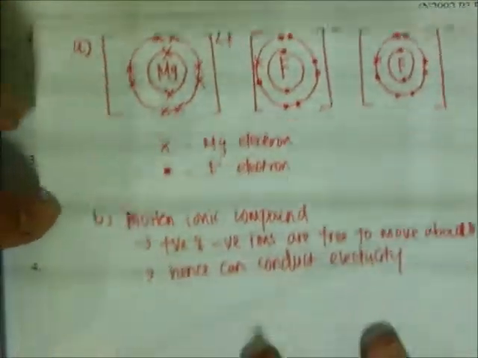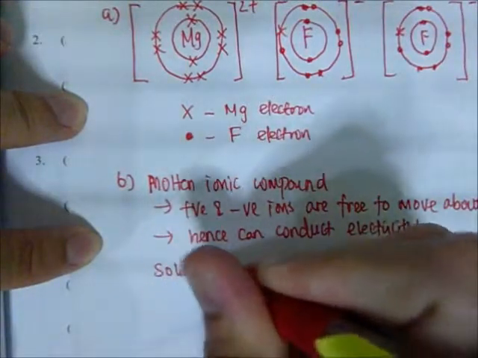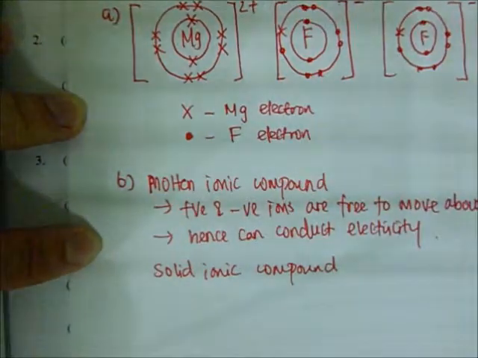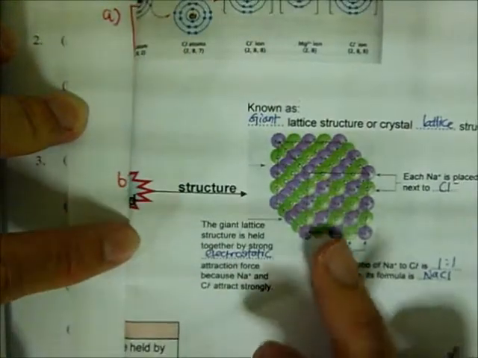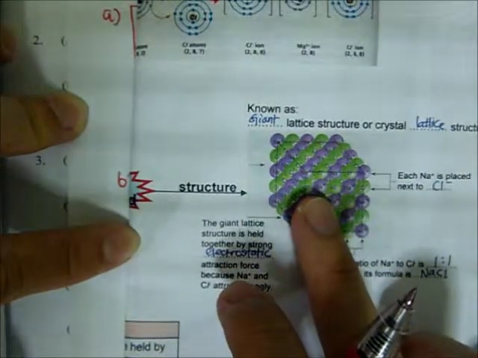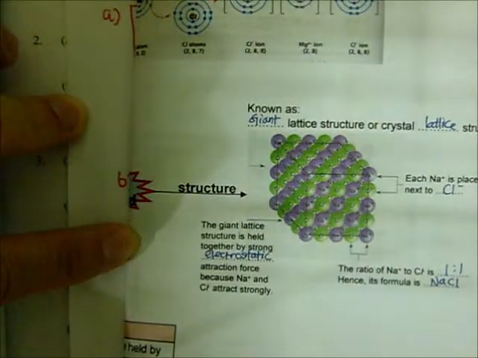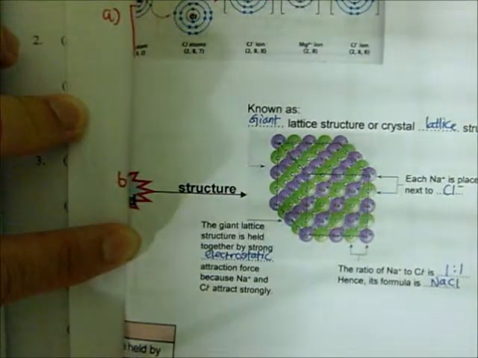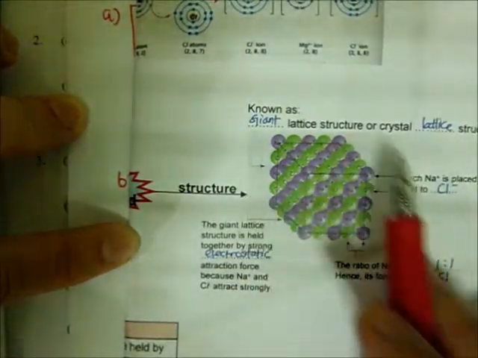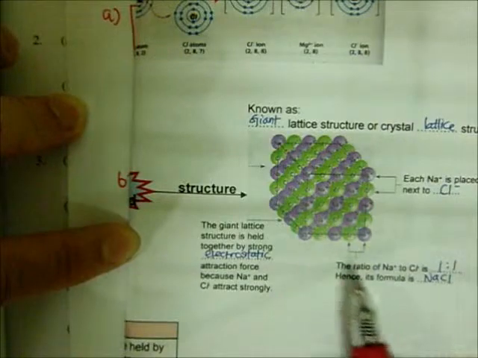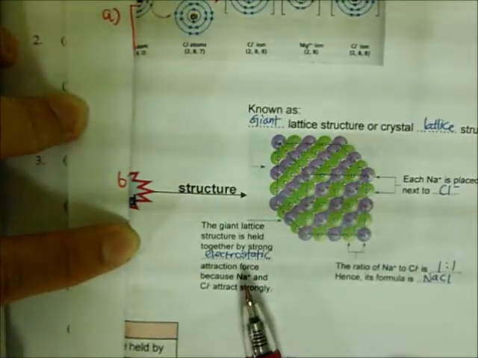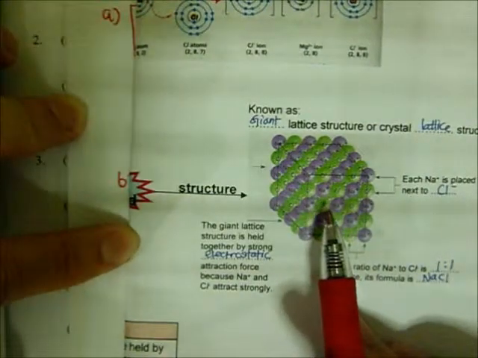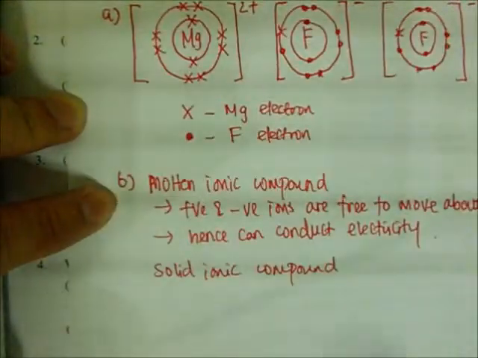Now for solid ionic compound, this would be the structure of a solid ionic compound. The positive and the negative charges are fixed in their position. Okay, the positive and negative charges are in fixed positions in the crystal lattice structure because they are all attracted by strong electrostatic forces of attraction. And since the ions are not free to move about, they cannot carry charges and hence cannot conduct electricity.